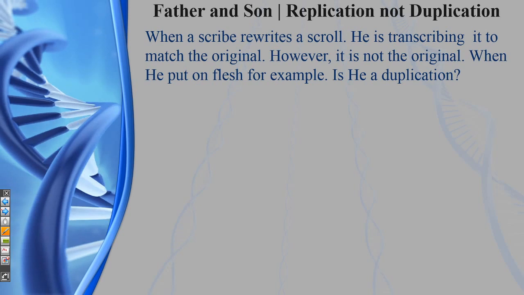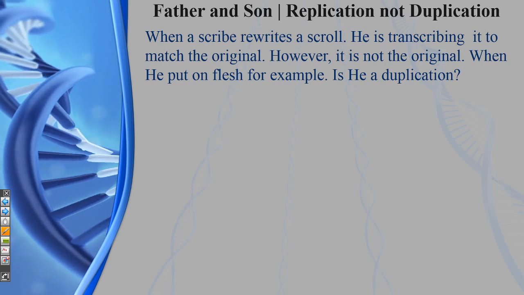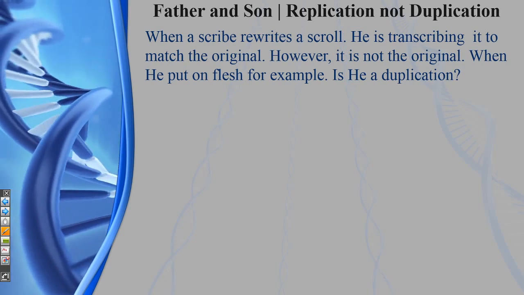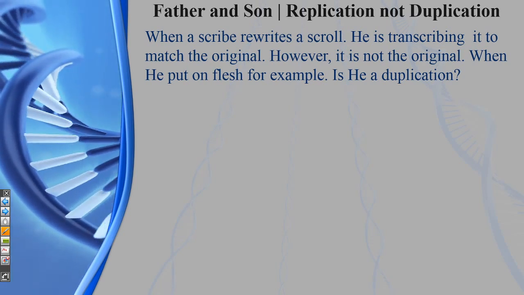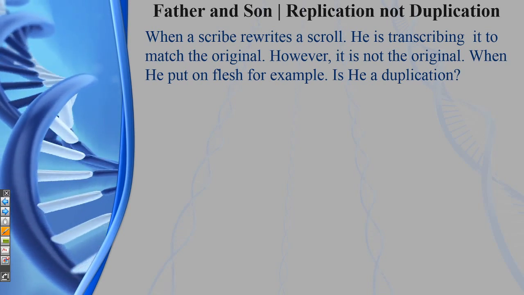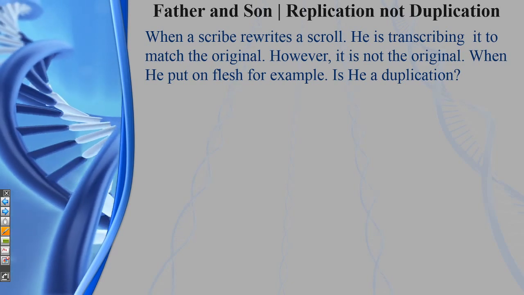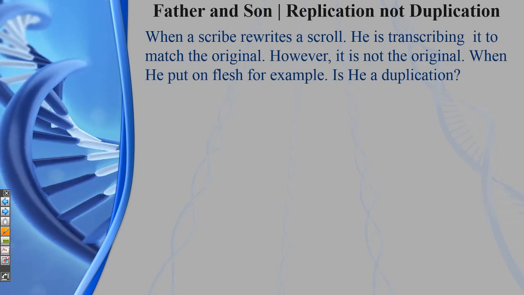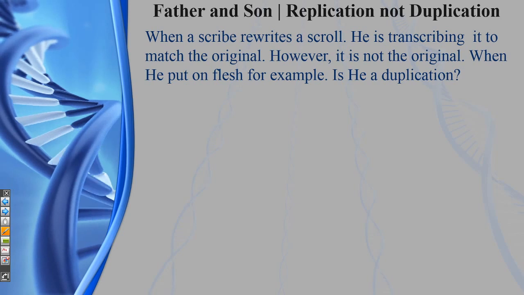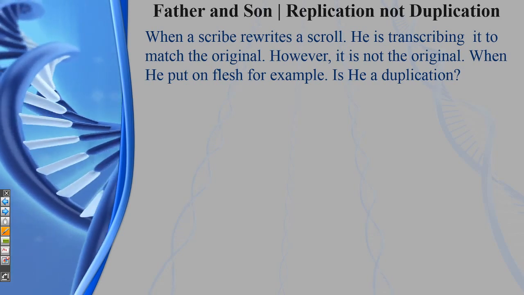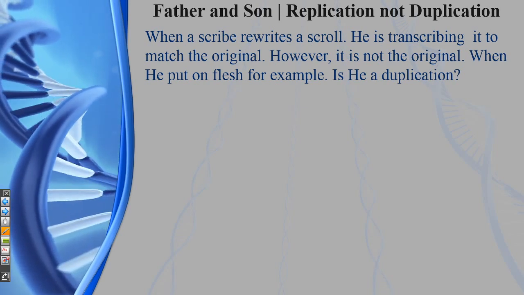Father and Son, replication, not duplication. This may upset some people. Again, my objective is not to upset you. Okay? When a scribe rewrites a scroll, he is transcribing it to match the original. However, it is not the original. When he puts on flesh, for example, the Mashiach, is he a duplication? Is he a replication? What is he? Because if he's not a duplication, you can't say he's the Father. Then we used to, like the Trinity doctrine, if you will. So my point is, what is the Messiah?